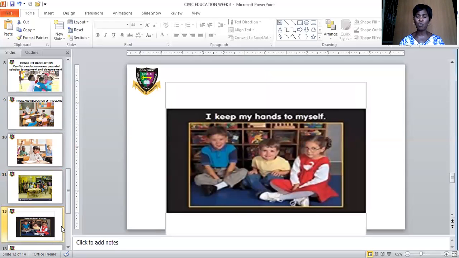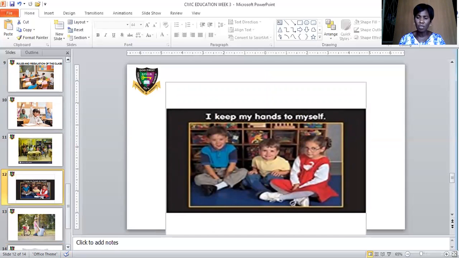The next one is, you sit down on your seat and keep your hands to yourself. You must not wave your hand or play rough when you are on your seat. Sit down, listen attentively, and keep your hands to yourself.